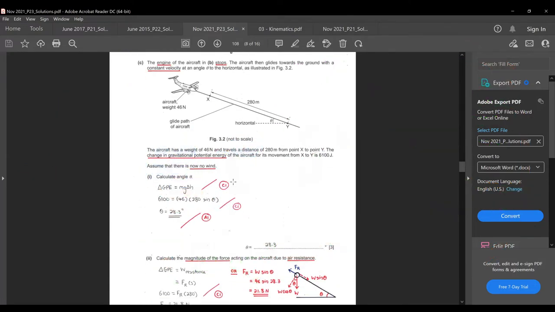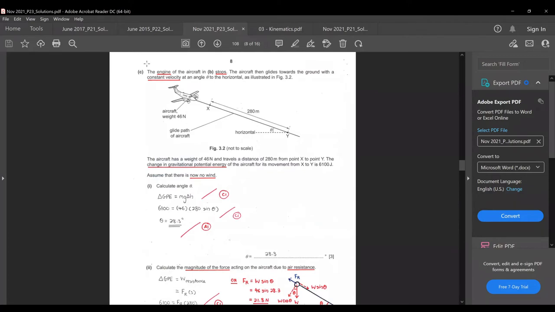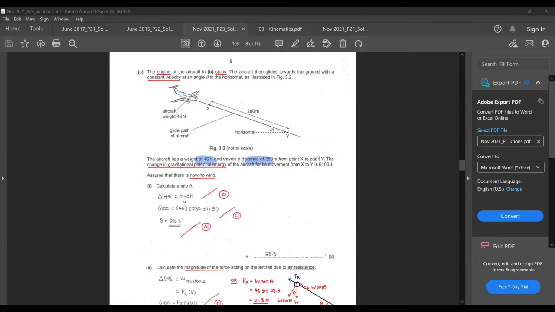Part C is on energy already. Okay, now they tell you that the engine of the aircraft in B stops. The aircraft then glides towards the ground with a constant velocity at an angle of theta to the horizontal. The aircraft has a weight of 46 Newton and travels a distance of 280 meters from point X to point Y. The change in GPE of the aircraft from its movement from X to Y is 6,100 joules. Assume that there is no wind.